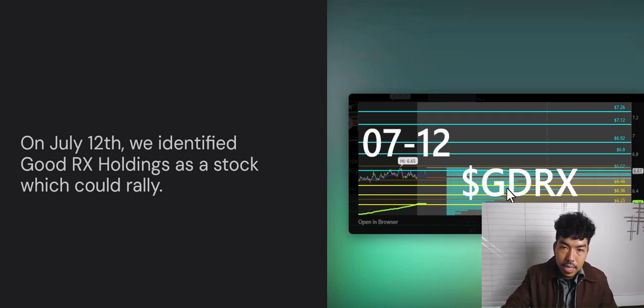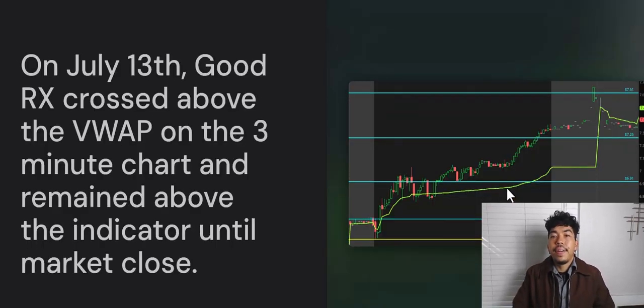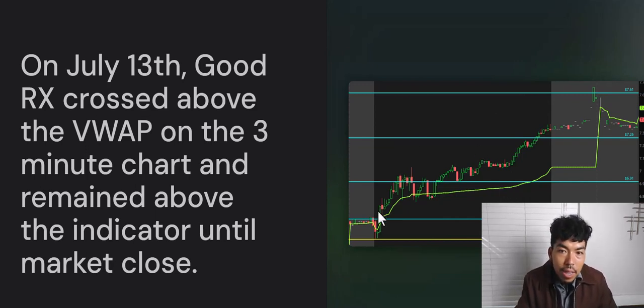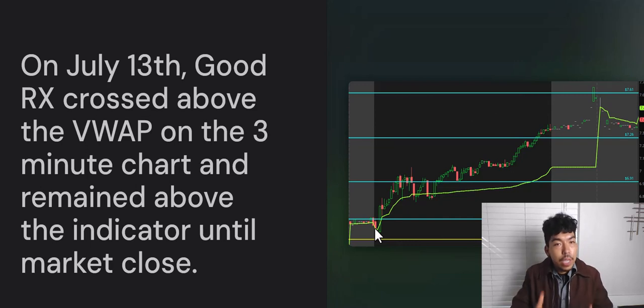We identified GDRX as a good stock. On July 13th, which is a day later, GDRX crossed above the volume weighted average price on the 3-minute chart. You can see the way it looks right there. First the stock dipped below the volume weighted average price, and then it came above the volume weighted average price. That's what I need. That's what you need. You need the stock to come above the level.